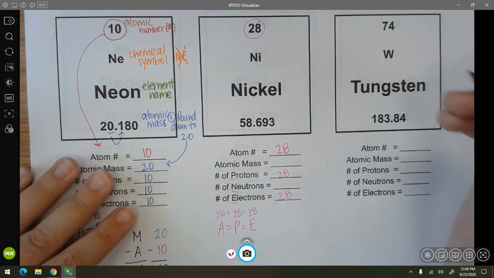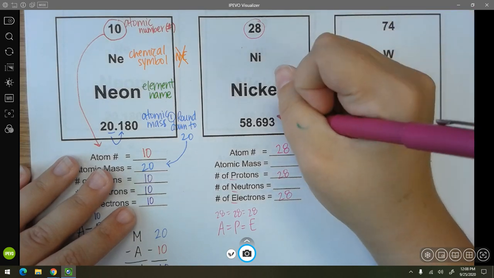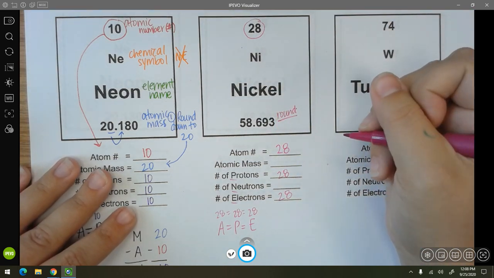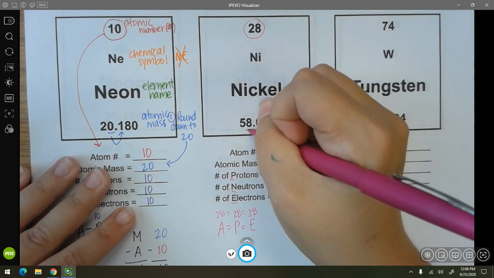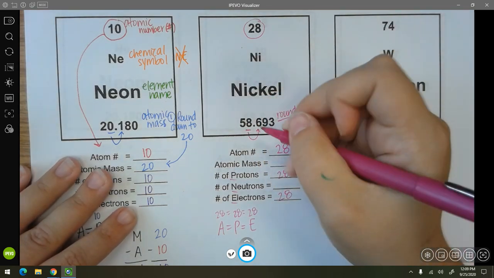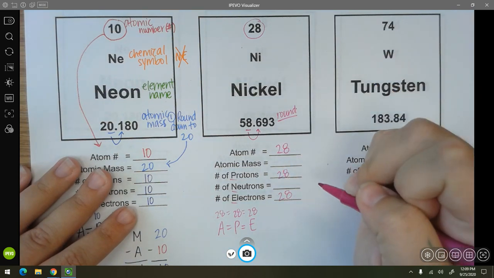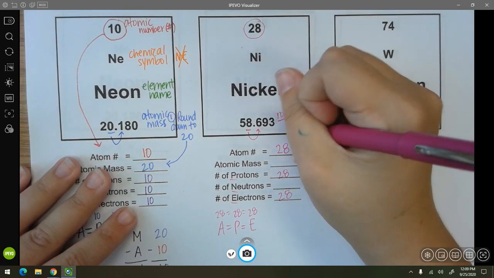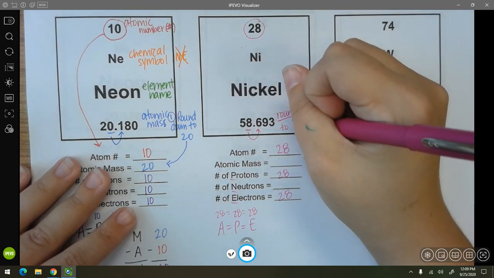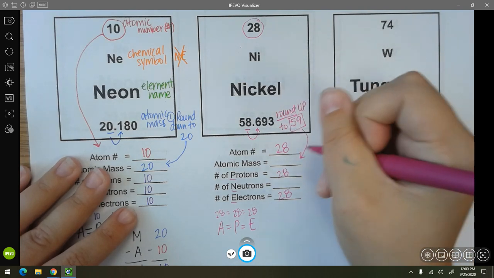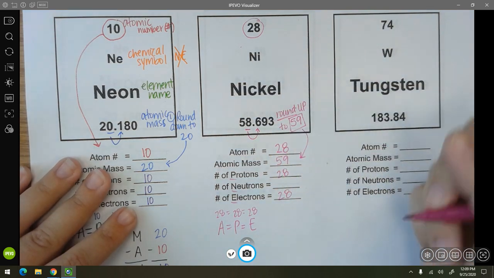All right, now we need to find the atomic mass. Hopefully in your brain, you're remembering, oh, I should have rounded. So you got to round, okay? And this one, remember, ones place, draw an arrow to the one on the right. This one is more than 5. So this time we have to round up. All right, and we're going to round up to 59. That is our atomic mass, 59.